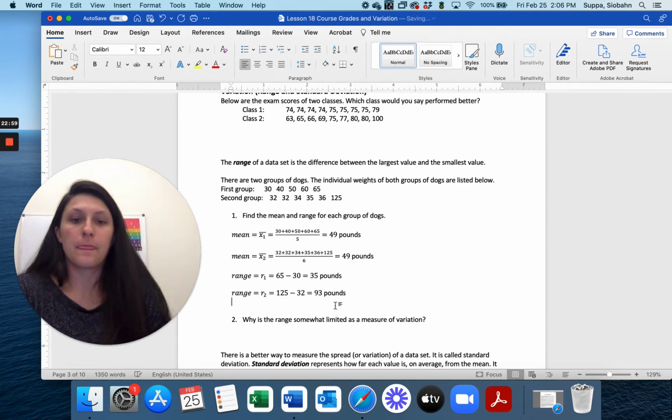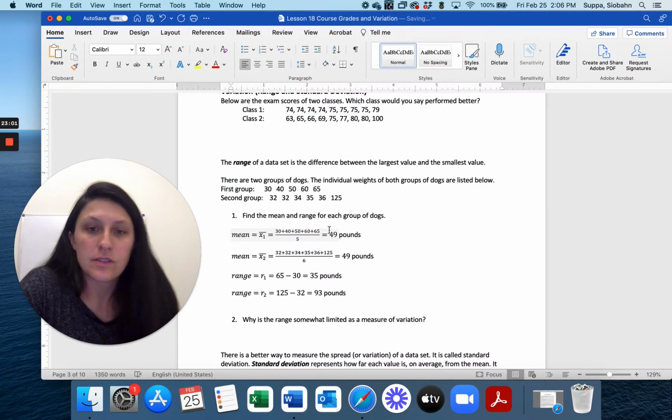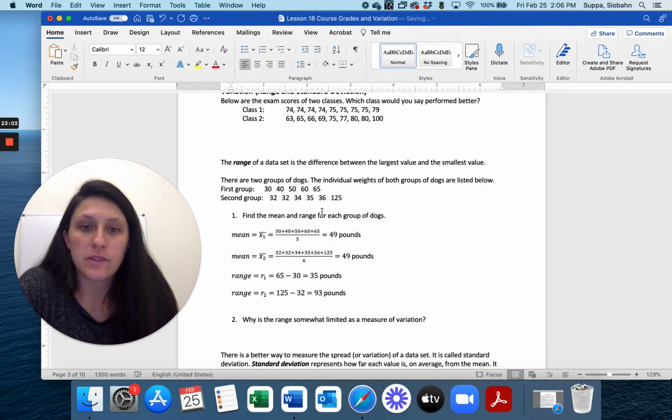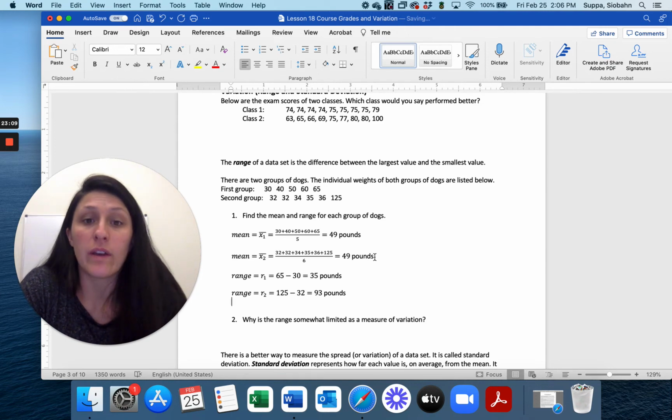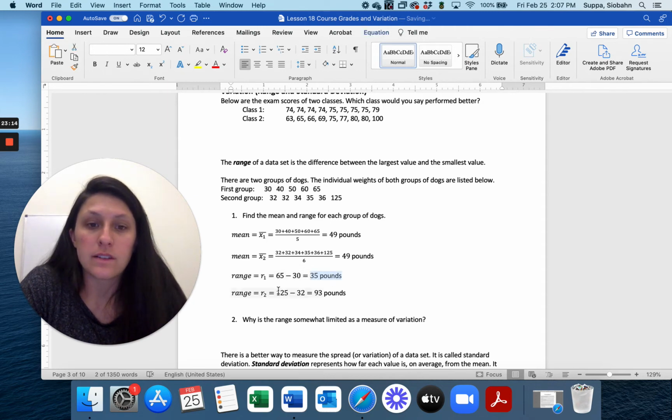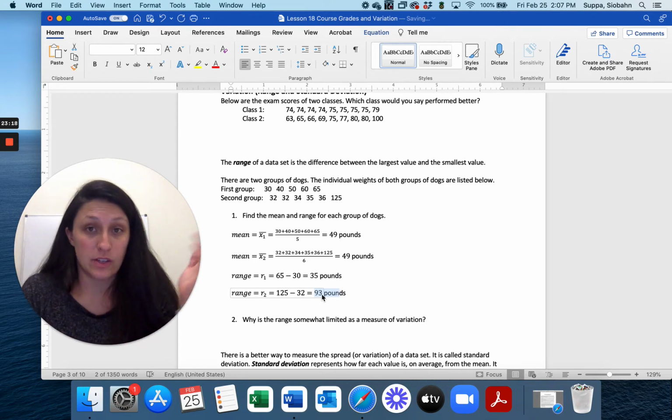Okay. So if you look at the answers that we got here, both groups of dogs have roughly an average weight of 49 pounds. So on average, the dogs in both groups weigh 49 pounds. But the first group has a range of 35 pounds. The second group has a range of 93 pounds. That is a very large range.